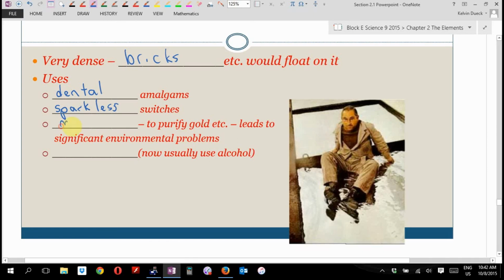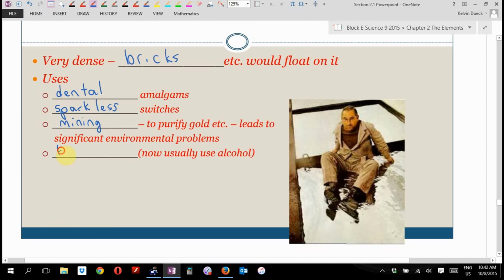It's used in mining to purify gold, etc. This has led to significant environmental problems. They often just release it into the ground. It goes into the groundwater. It goes down to the ocean. It's the Great Circle of Life symbol, although this would be the Great Circle of Death symbol.